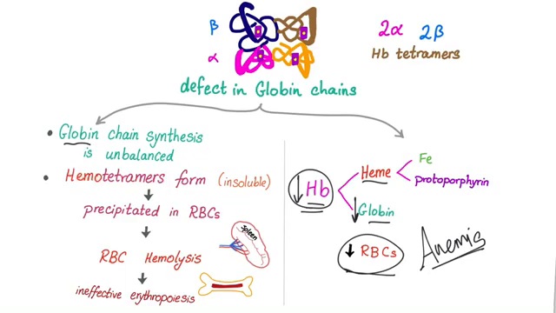hemotetramers will form. Certain products will form, and they are insoluble, so they precipitate in the RBCs. Fine. What will happen? The spleen will recognize these abnormal RBCs with the abnormal precipitate and will start destroying the RBCs, leading to RBC hemolysis. The bone marrow will try to respond by producing more RBCs. Unfortunately, I cannot synthesize globin, so I cannot synthesize hemoglobin. I'm not able to do my job. Ineffective erythropoiesis. Poor bone marrow.